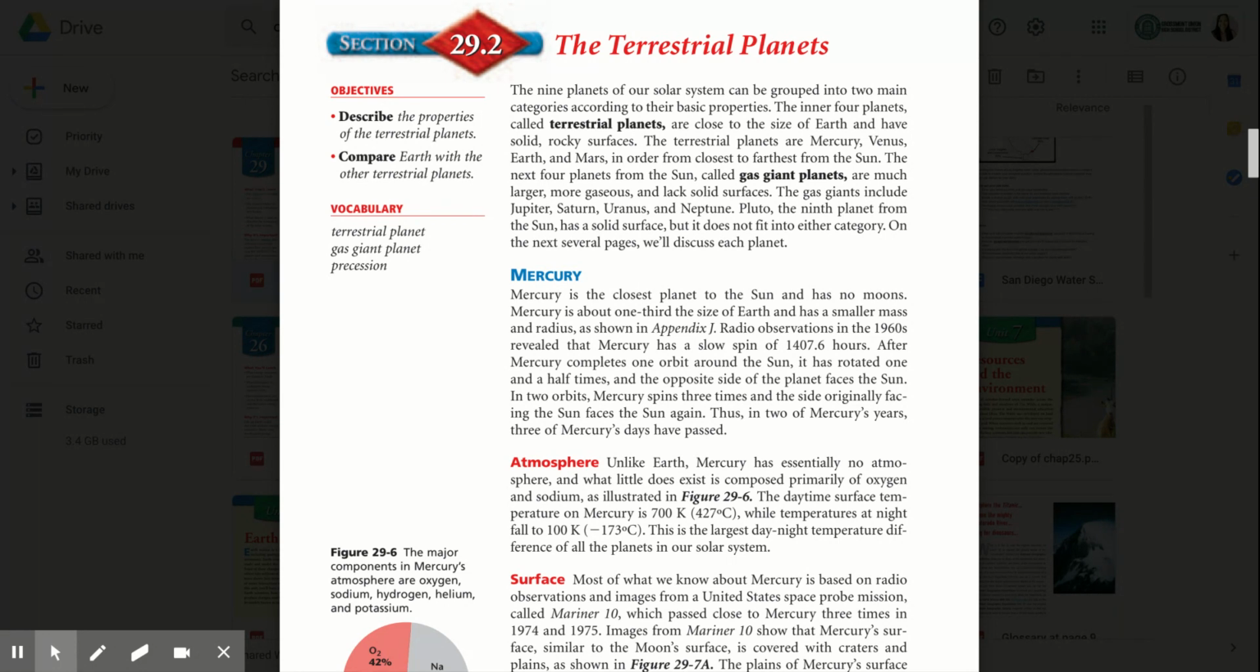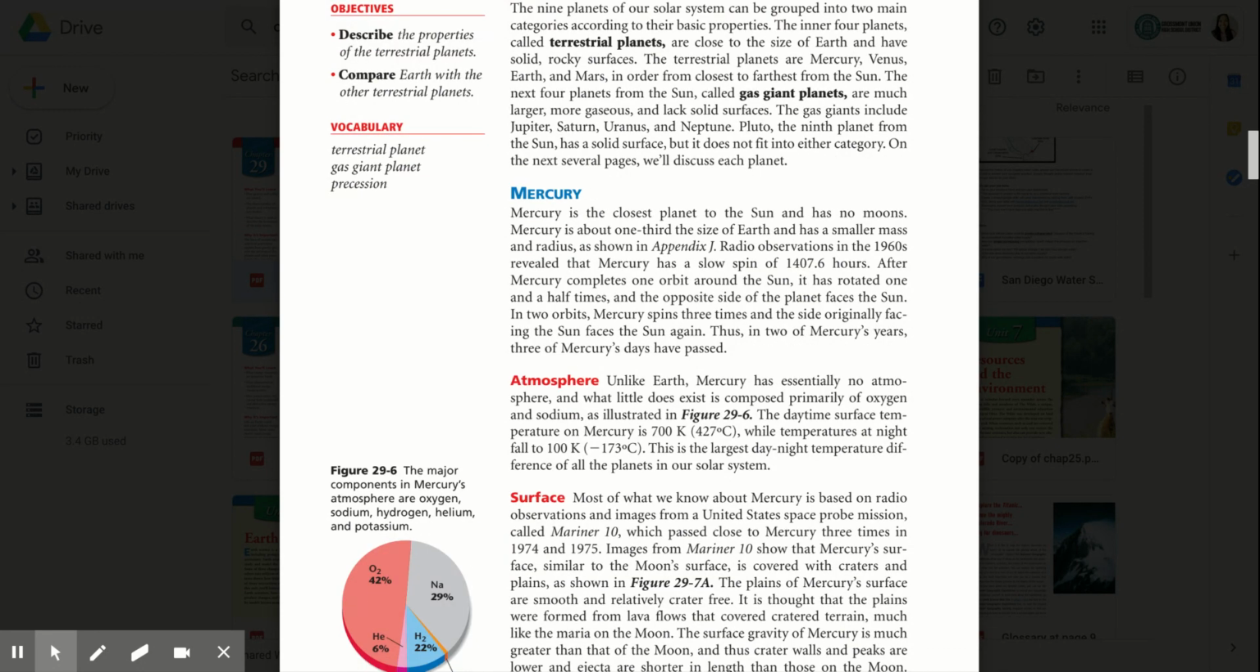In order from closest to farthest from the Sun, the next 4 planets, called gas giant planets, are much larger, more gaseous, and lack solid surfaces. The gas giants include Jupiter, Saturn, Uranus, and Neptune. Pluto, the 9th planet from the Sun, has a solid surface, but it does not fit into either category. On the next several pages, we'll discuss each planet.